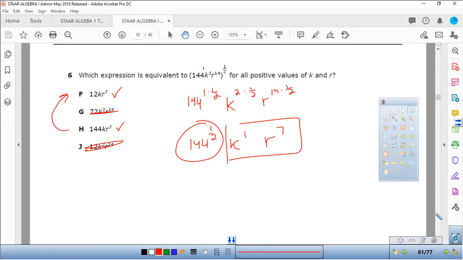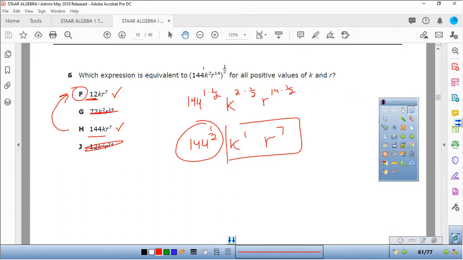You want to decide what in the world. I'm going to tell you this much. It has to be this one. It has to be this one. Why does it have to be that one? Because 144 is 144. This is not 144. This is 144 to the half. So it can't be that one.